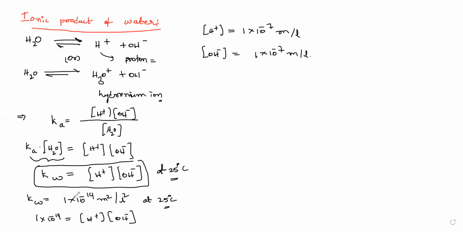Divide into two parts, meaning minus 7 and minus 7. That's why in neutral water, the concentration of H plus and OH minus is equal, that is 1 into 10 to the power of minus 7 moles per liter. But if the concentration of H plus and OH minus changes, the ionic product also changes.